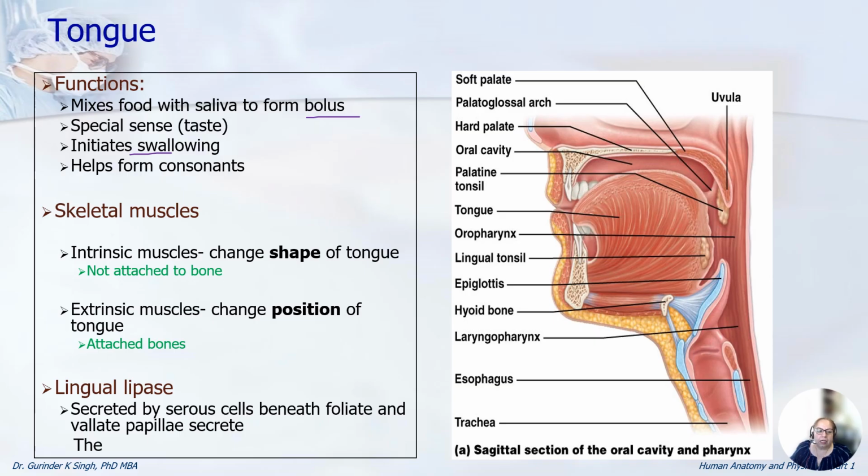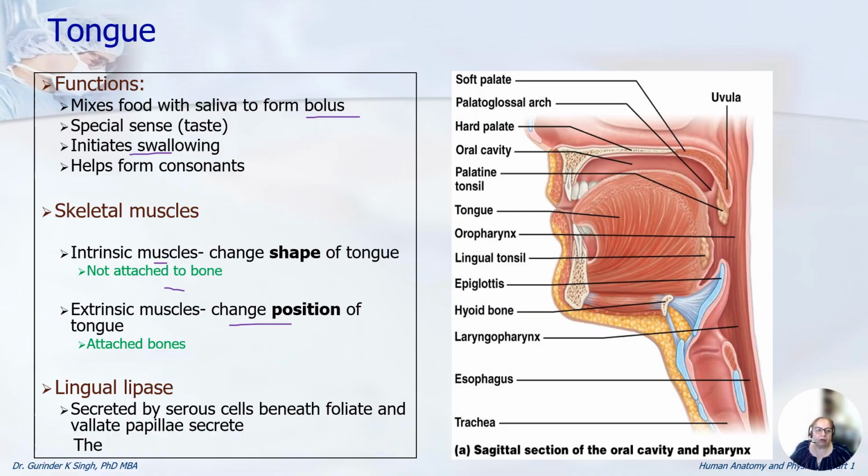Now, the skeletal muscles present in the tongue: there are intrinsic muscles, which help to change the shape of the tongue. Some people can curl their tongue like that, and some people cannot do it. These intrinsic muscles are not attached to any bone. Then we have the extrinsic muscles associated with the tongue, which help to change the position of the tongue, and they are attached to bone. Typically the base is attached to the hyoid bone.